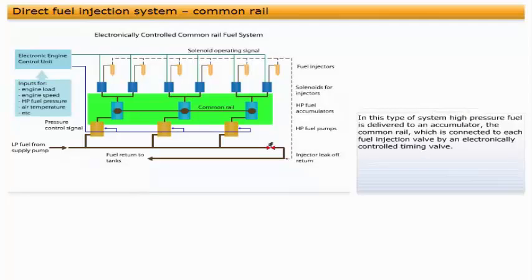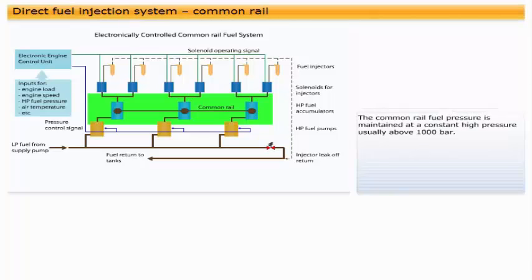The other type of system is referred to as a common rail system. In this type of system, high-pressure fuel is delivered to an accumulator, the common rail, which is connected to each fuel injection valve by an electronically controlled timing valve.